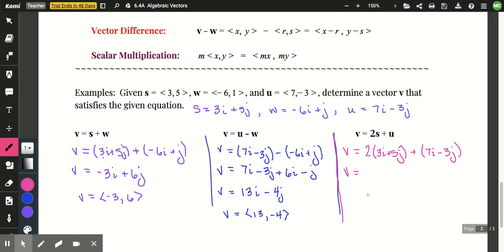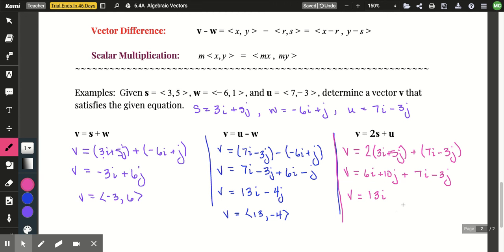Okay, now with this one, before I can do the addition, I have to do the scalar multiplication. So I need to multiply that 2, and that 2 is only being multiplied by the vector s, the 3i plus 5j. So that first one would become 6i plus 10j. The second vector is unaffected by that 2, so that one just stays the same. And I can get rid of the parentheses now because it was a plus sign before those parentheses there. So now I can sum my like terms, or my like vectors there.